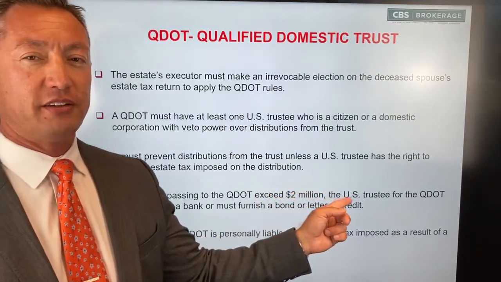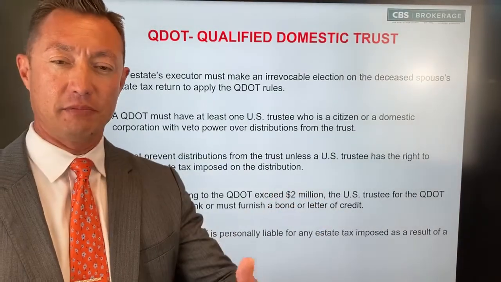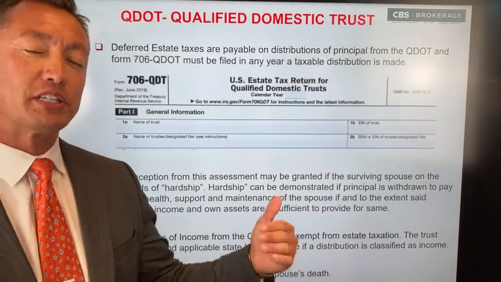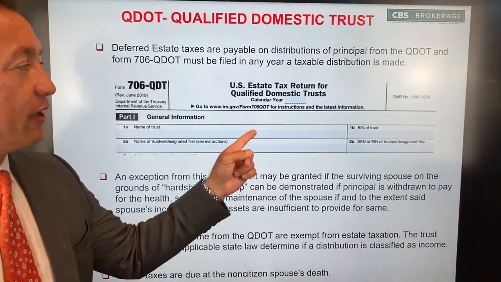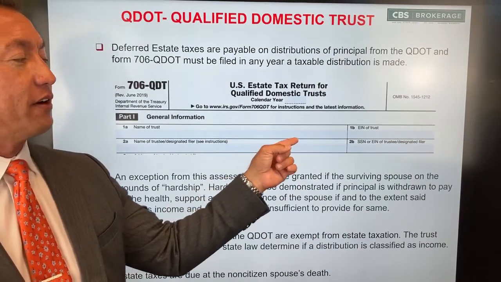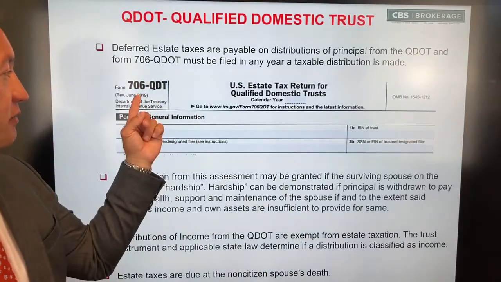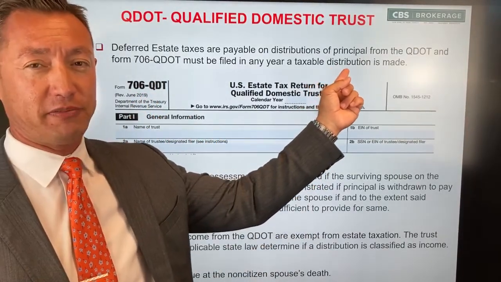Distributions from the QDOT income are income taxable to the surviving spouse, but they are not estate taxable. But principal paid out from it is estate taxable, actually. So they can qualify for an exemption from that if there's a hardship, and they'd have to file a Form 706 QDOT, and that has to be paid. This has to be filed anytime principal is paid from this trust.